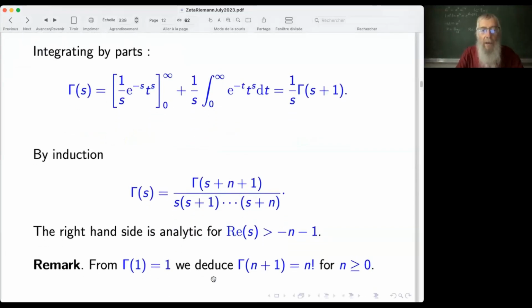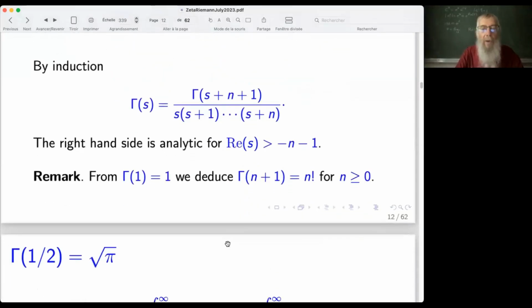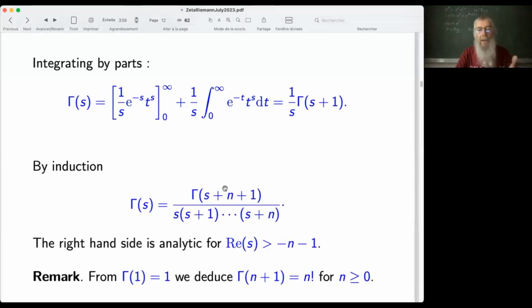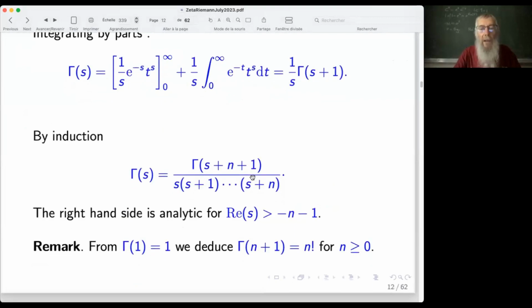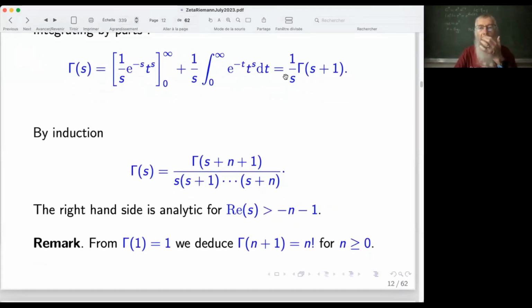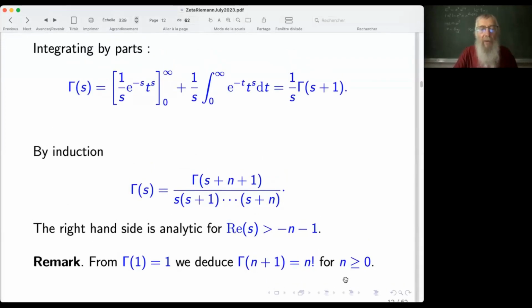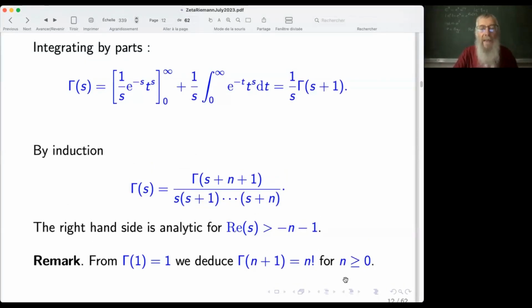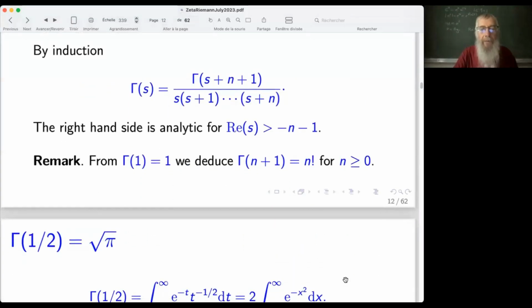And we can compute by induction the residue at a pole, the pole minus n. Okay, we will compute it later, but we can compute the residue and find that it is minus 1 to the n over n factorial. And we also deduce from the formula which was here that gamma of 1 is 1, and gamma of n plus 1 is n factorial for n greater than or equal to 0. So this is the gamma function.